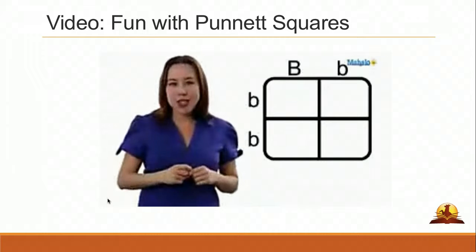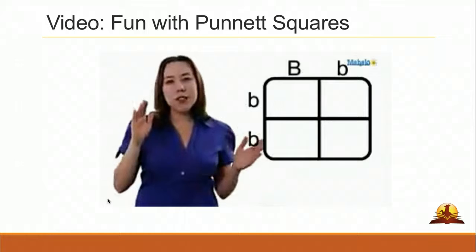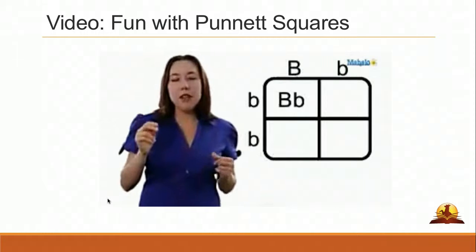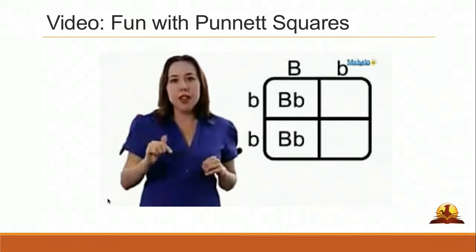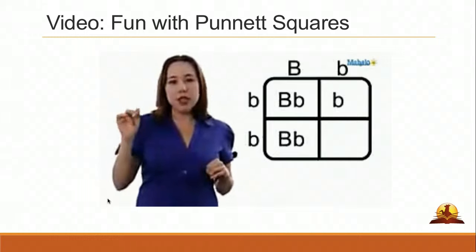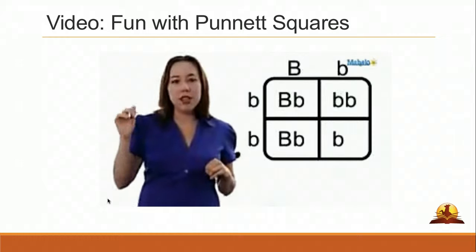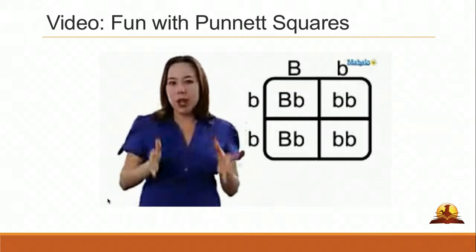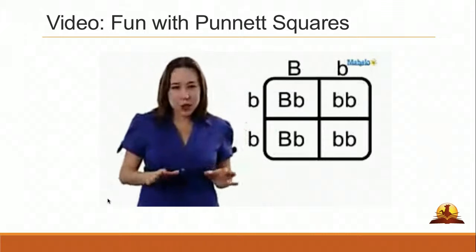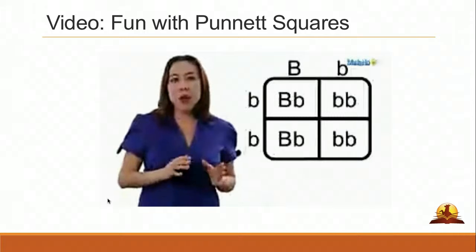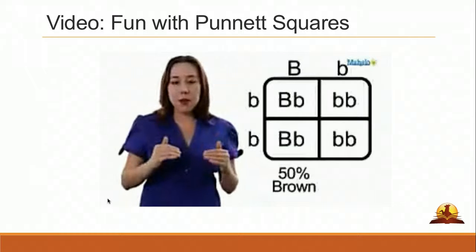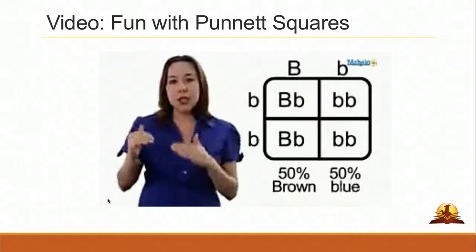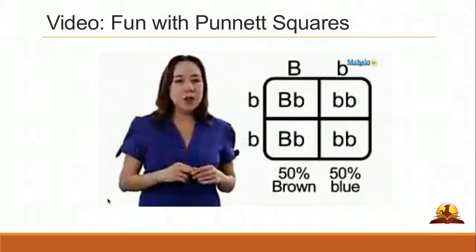Alrighty, it's time to do our cross. Now, we're going to take one from the top and one from the left, and we're going to bring them down into those squares. So, we have on our top, big B, little b, then bring another big B, little b down. In our right square at the top, we have little b, and our bottom right square, we have little b. Okay, what does that mean for the probability of getting an offspring with what kind of eye color? Now remember, each of those squares is going to be 25%. So, we have a 25 plus 25, or 50% chance of getting an offspring with brown eyes. And we have a 25 plus 25, or 50% chance of getting an offspring with blue eyes.